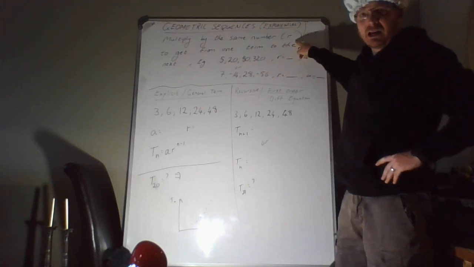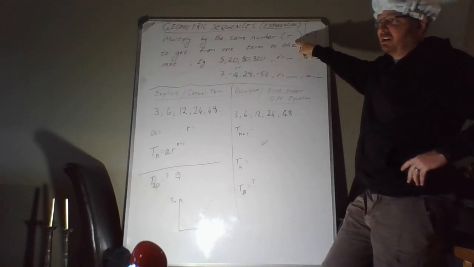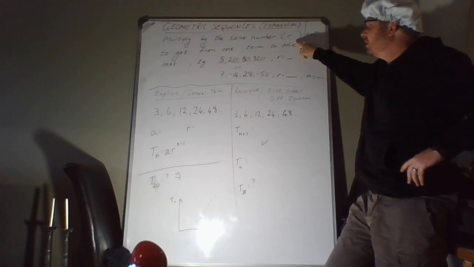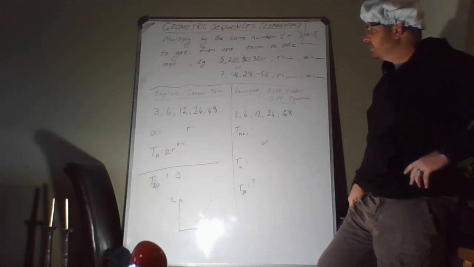That number you're multiplying by, the notation we're going to use for it is R, the common ratio. You get it by taking one term and dividing it by the term before. So, if you multiply by the same number R to get from one term to the next, it's a geometric sequence. They're pretty straightforward.